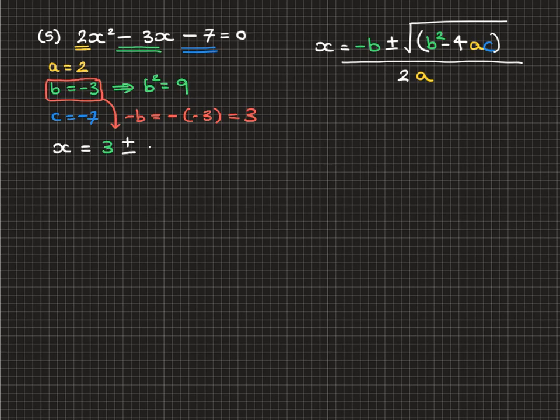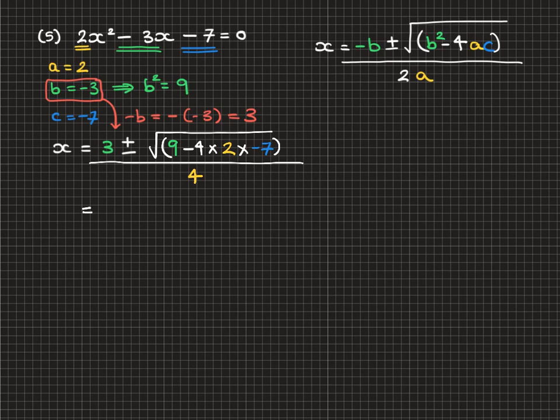Plus or minus the square root of, now again, b squared, remember, we wrote down all square numbers are positive. B squared will always be positive, so that's a 9, minus 4 multiplied by a, which is 2, multiplied by c, which is negative 7. And this is all divided by 2 lots of a, which is indeed 4 this time. So be careful, 2 lots of a, work it out properly.